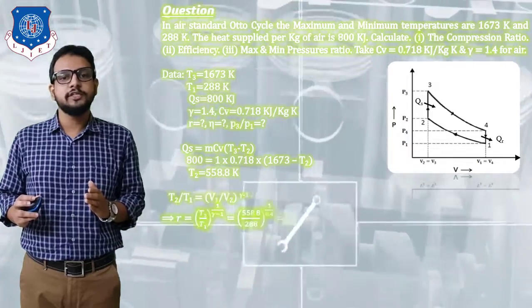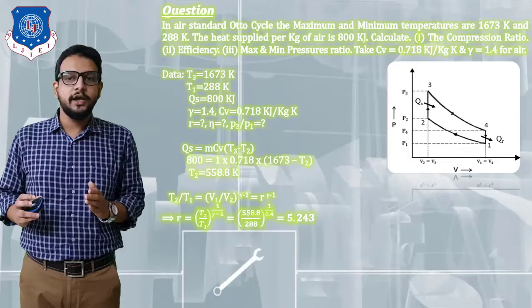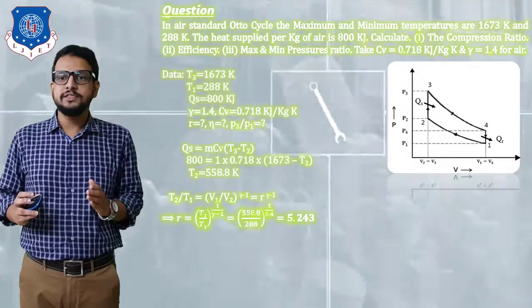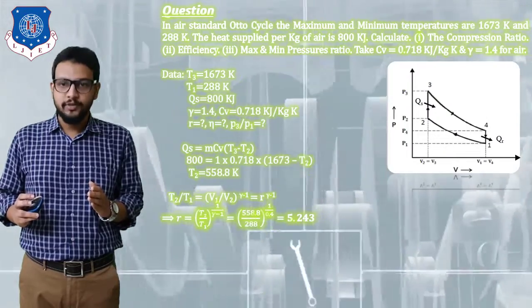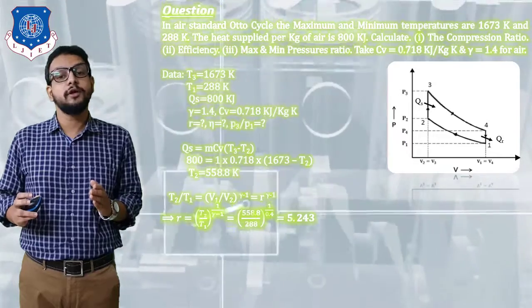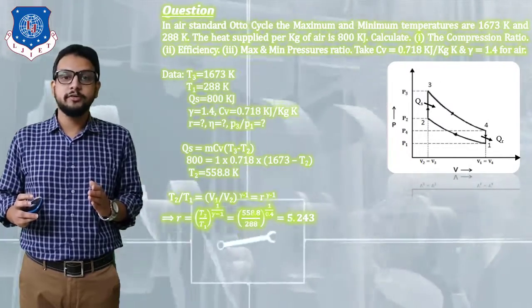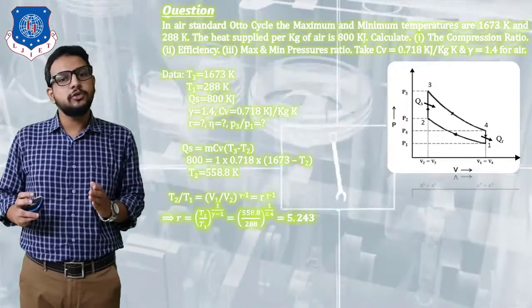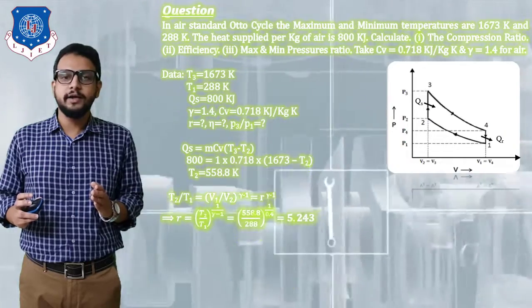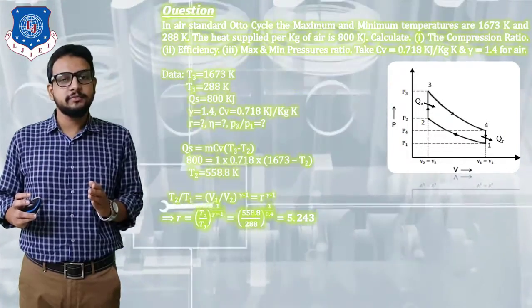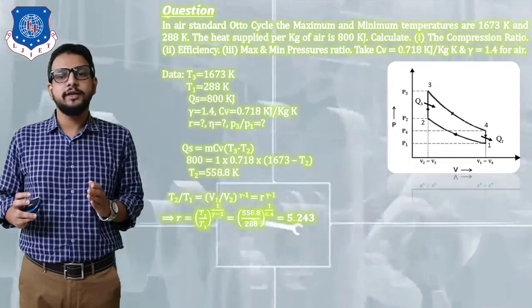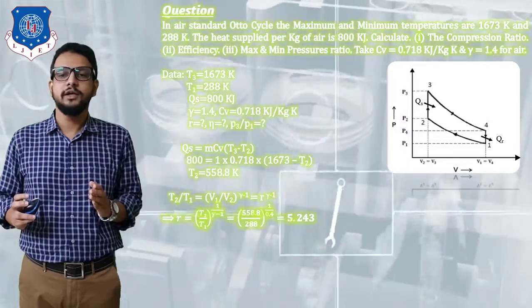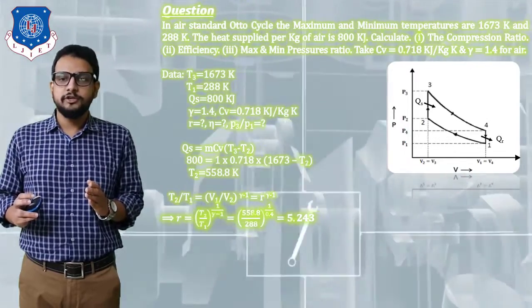Okay, so the unknown temperature T2 has been determined, but we need to find out R. How can we do that? We can see our process from 1 to 2 is an adiabatic compression process. From this process we know the TV relation again, that is T2 by T1 is equal to (V1 by V2) raised to gamma minus 1. But V1 by V2 is the compression ratio, so replacing it by R, we get R raised to gamma minus 1. In this equation T2 is known, T1 is known, and gamma is known, so we can determine the unknown R. Making R the subject, we get R is equal to (T2 by T1) raised to 1 upon gamma minus 1. Substituting all the values, we get R equals 5.243. So this is our compression ratio, the first answer.